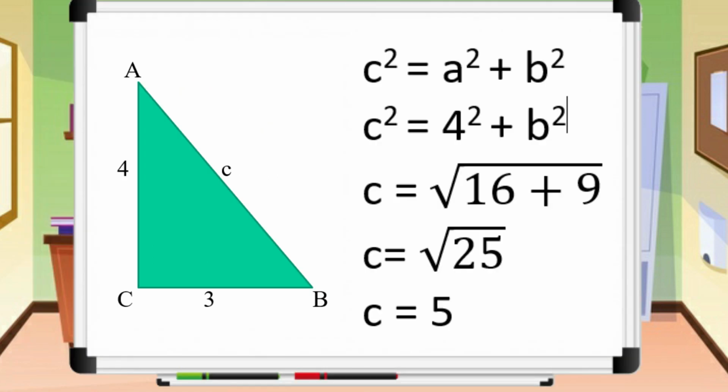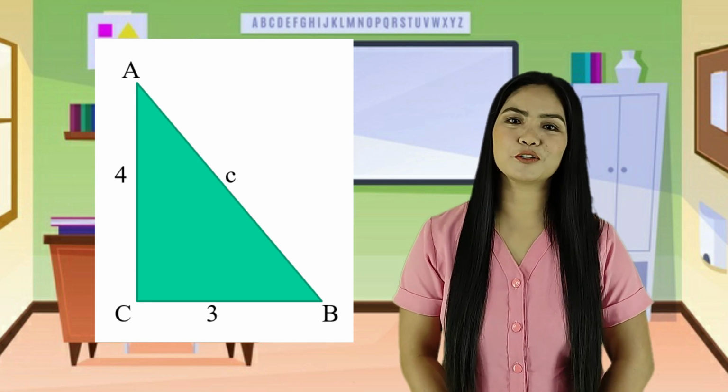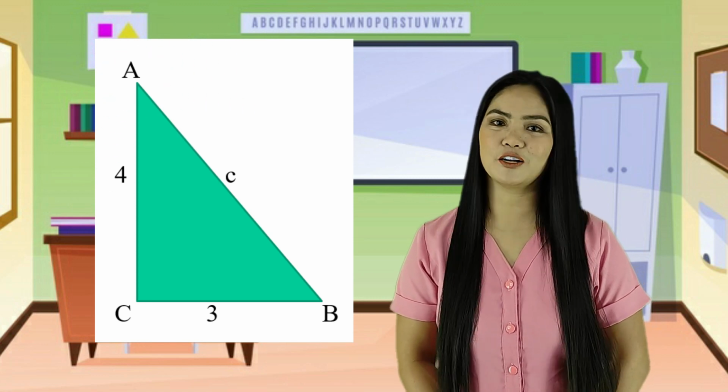So we have C square is equal to A square plus B square. Substituting, we have C square is equal to 4 square plus 3 square. So C is equal to the square root of 16 plus 9, and C is equal to the square root of 25. So C is equal to 5 units. How about the measure of angle A and angle B?